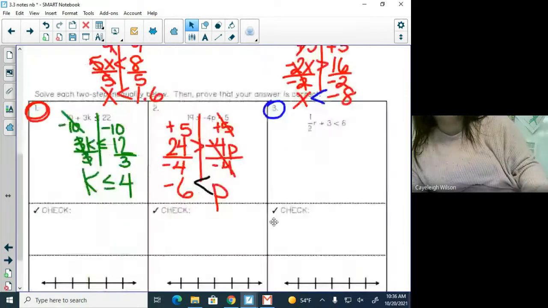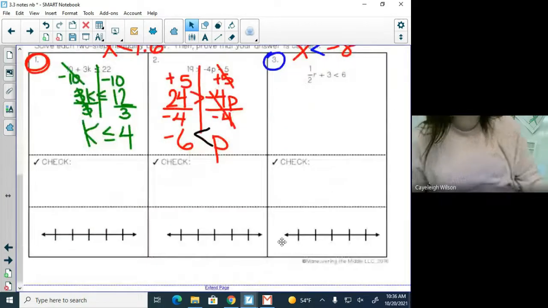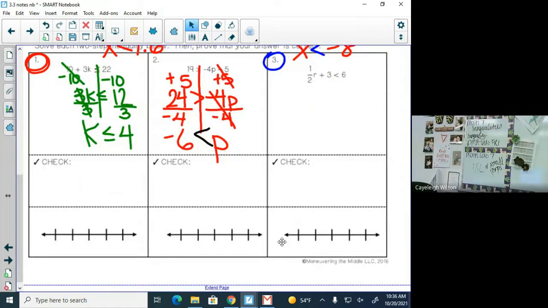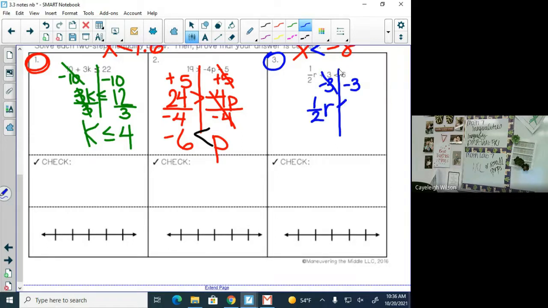All right. So ask yourself, do you have addition or subtraction? I have addition. So to get rid of plus 3, I'm going to subtract 3. So 3 minus 3 is gone, so I'm left with 1/2 R is less than 3. Now that's 1/2 times R.